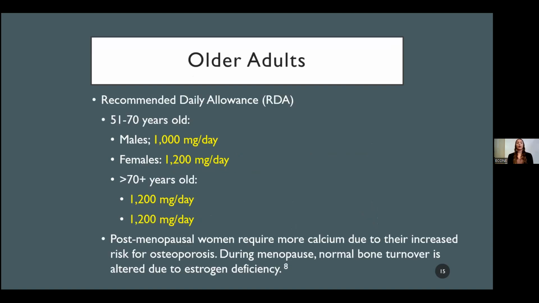And then for the RDA for older adults, which is 51 to 70, males need 1,000 milligrams a day and females need 1,200 milligrams a day. And as you can see, greater than 70 years old, it's 1,200 milligrams a day for both. We wanted to make a note here that postmenopausal women require more calcium due to their increased risk for osteoporosis. This is because during menopause, normal bone turnover is altered due to estrogen deficiency.